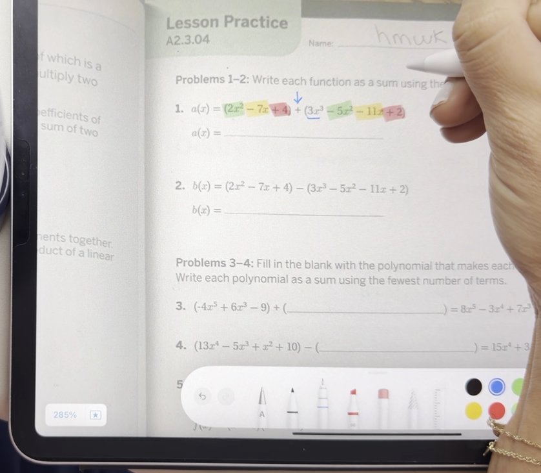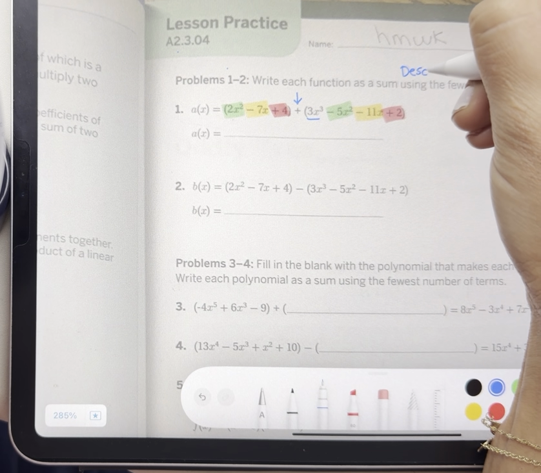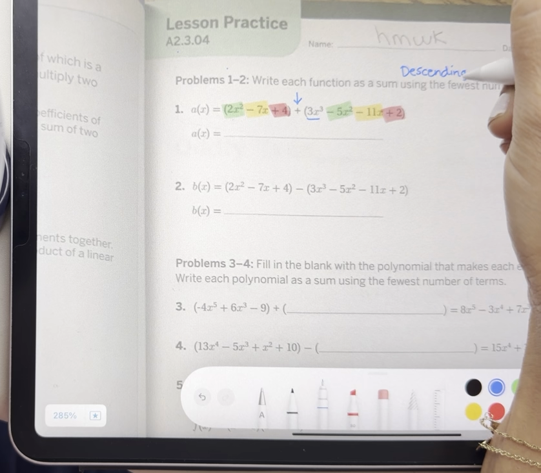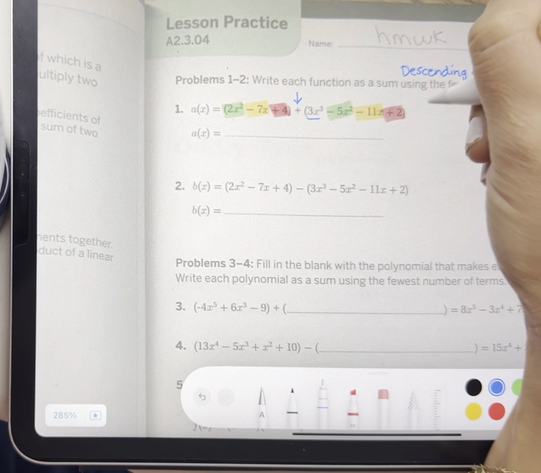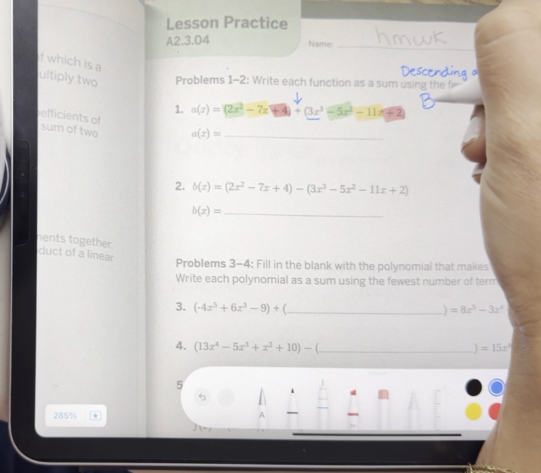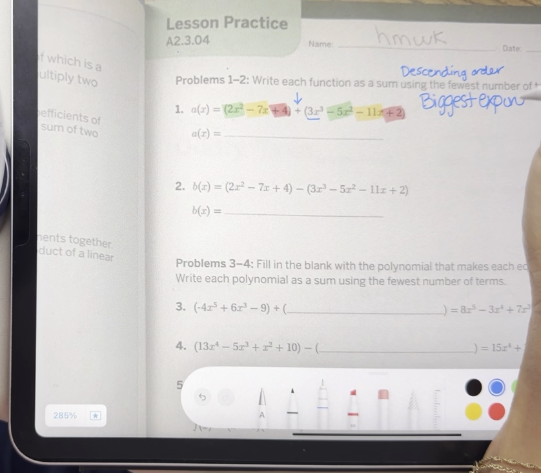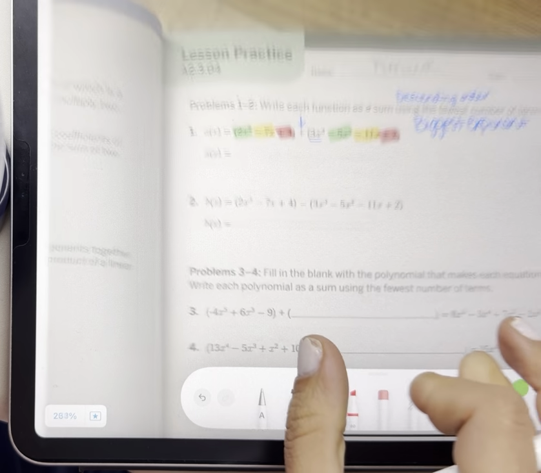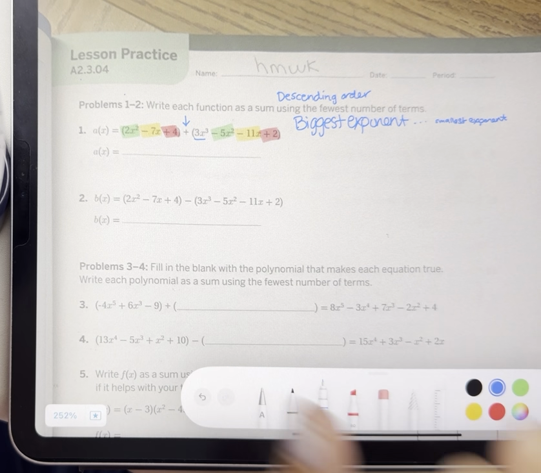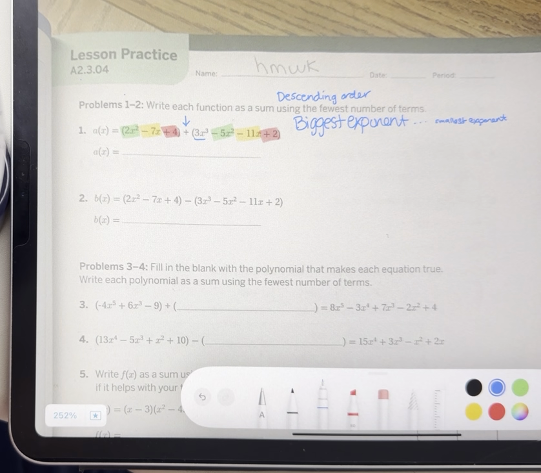Do you remember how standard form needs to go in descending order? Meaning, what we really want is biggest exponent first, dot, dot, dot, down to smallest exponent. Okay? Does that make sense? That's what descending order is. We follow that every time we do this.